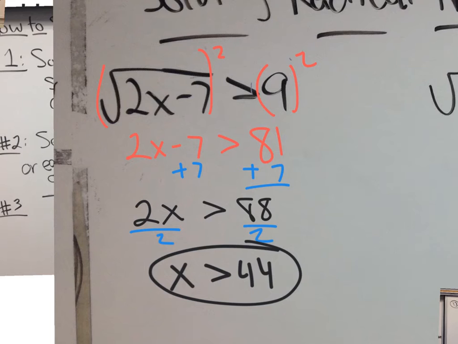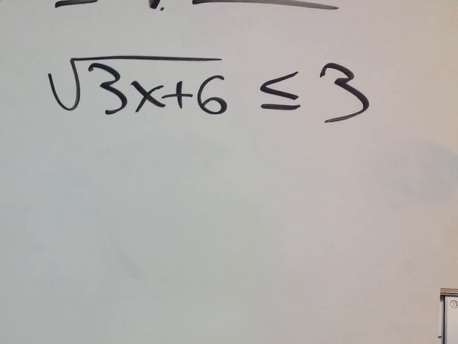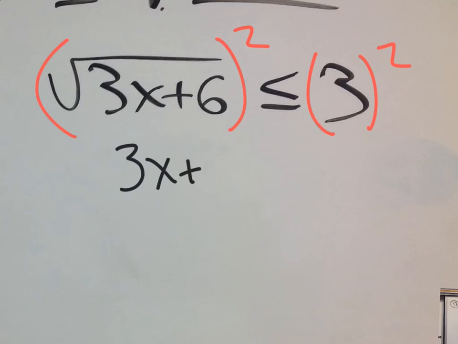Now, if it's less than, then yeah, you better do the number line and check the rest. What do I mean by that? Check this guy out. Let's solve this guy. Well, square it. You have 3x plus 6 less than or equal to 9. Solve it. Minus 6, minus 6.